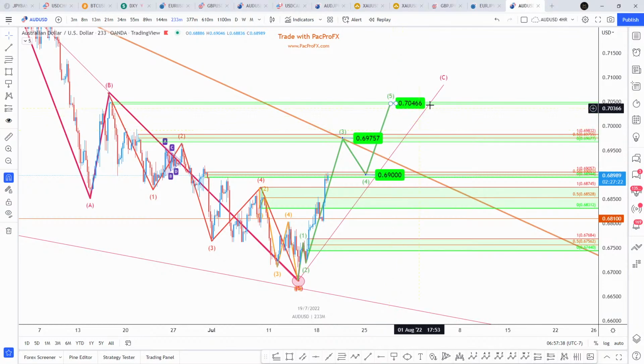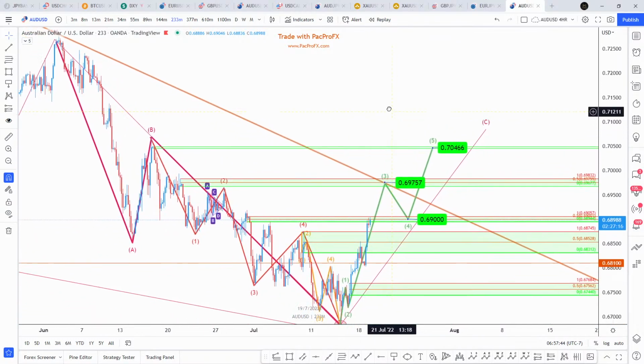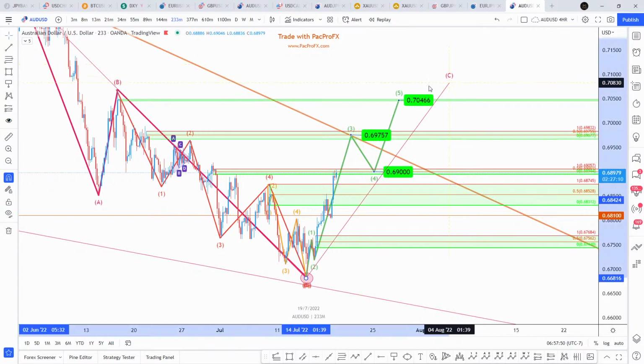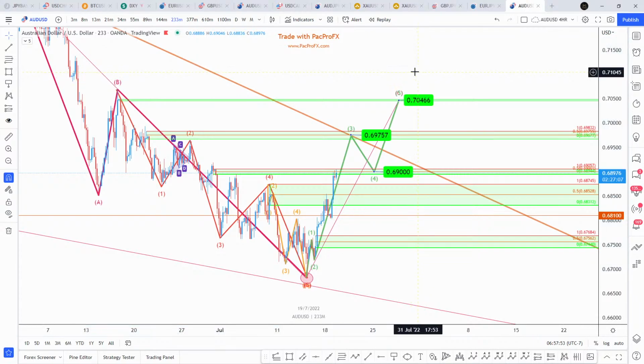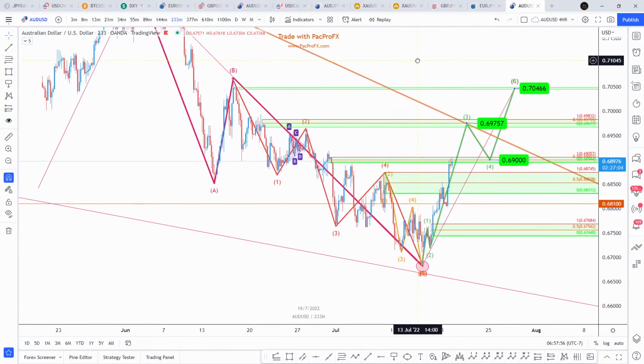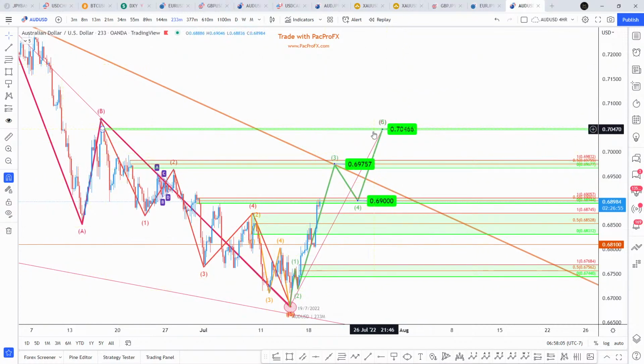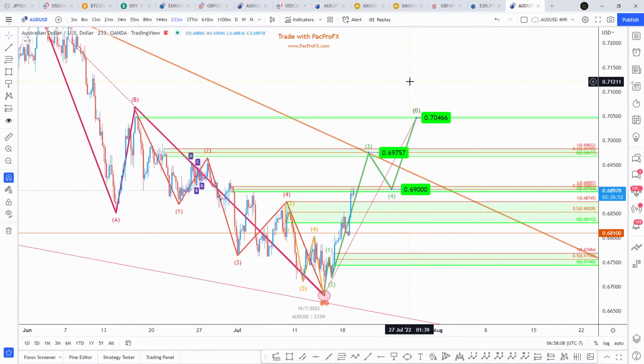Alrighty, so we're almost done with C wave then here. This might be it. So this actually might be the end of C wave right here. Yeah, that looks perfect. A, B, and C. Large B wave. Smaller A and C, but A and C are very similar in structure, so that's why it's moving higher quickly. All right.